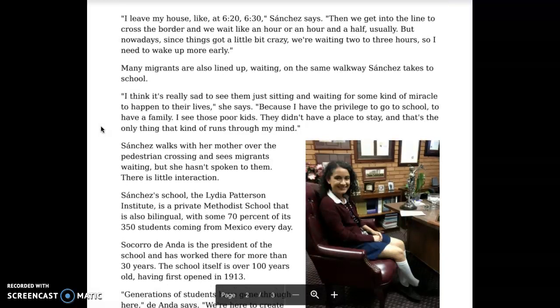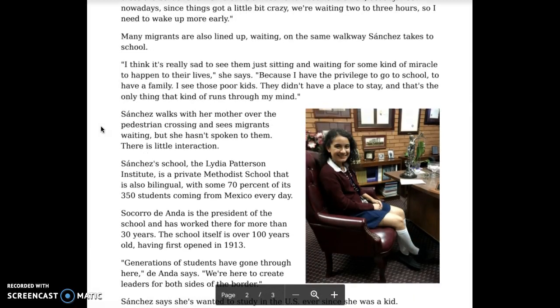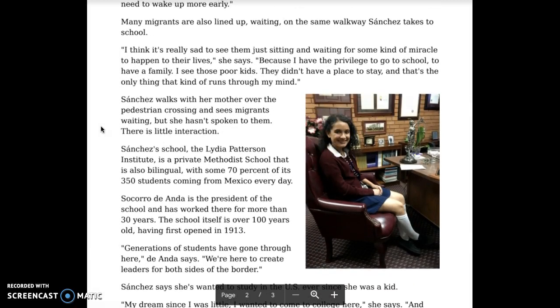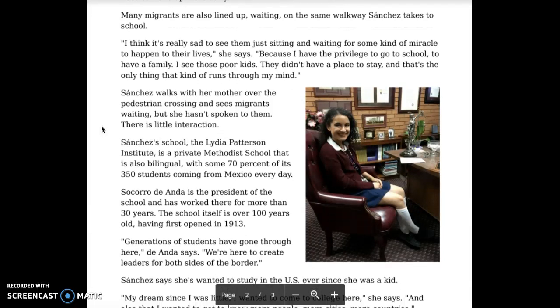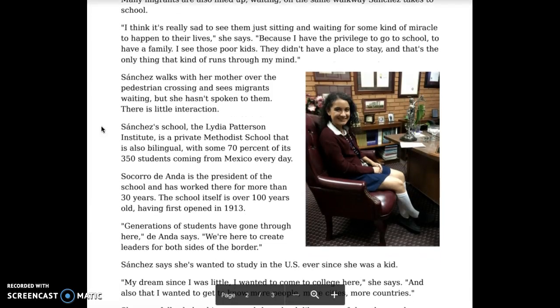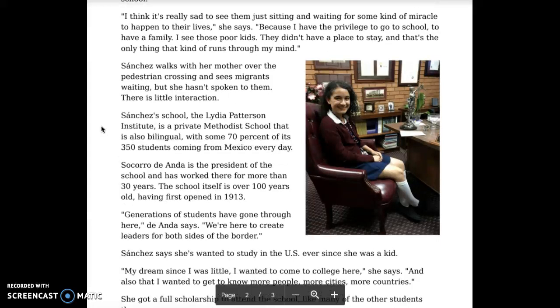Sanchez walks with her mother over the pedestrian crossing and sees migrants waiting, but she hasn't spoken to them. There's little interaction. Sanchez's school, the Lydia Patterson Institute, is a private Methodist school that is also bilingual. Bilingual is a vocab word, with some 70% of its 350 students coming from Mexico every day. Socorro de Anda is the president of the school and has worked there for more than 30 years. The school itself is over 100 years old, having first opened in 1913.